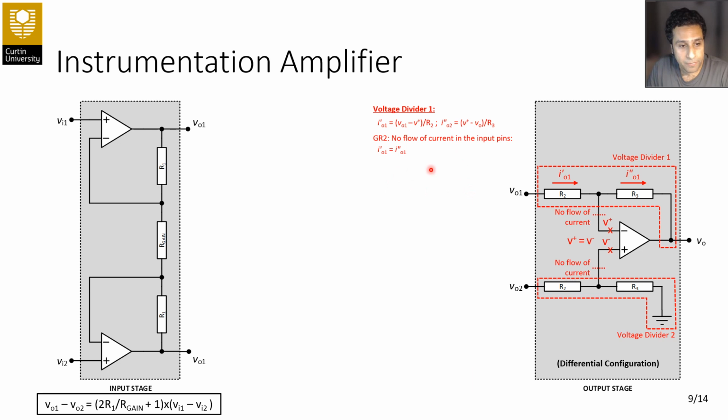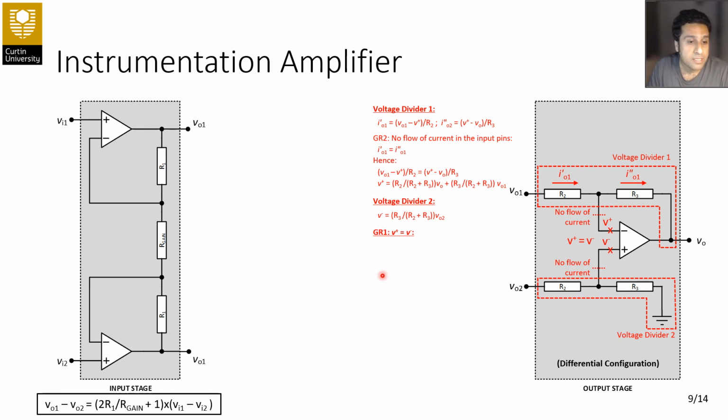IO1 double prime. And from this equation we can see the right hand side of these two equations can be equal, and from that we can find V plus. So V plus is equal to R2 over R2 plus R3 multiplied by VO plus R3 over R2 plus R3 multiplied by VO1. So from voltage divider 2, we can easily find this voltage through this equation, R3 over R2 plus R3 multiplied by VO2.